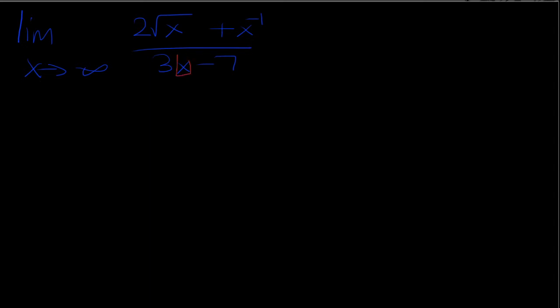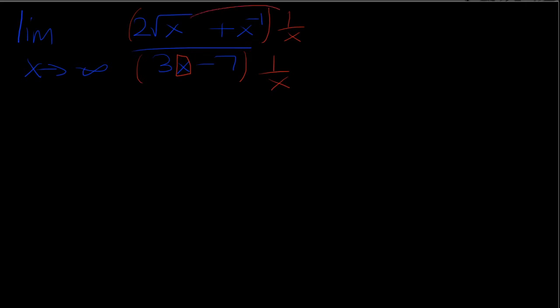Let's begin. We have the limit as x approaches infinity of (2 root x plus x to the negative first power) over (3x minus 7). The first thing we want to do is to identify the highest term of the bottom. So the highest term involves the x here. So we're going to multiply top and bottom by 1 over x.